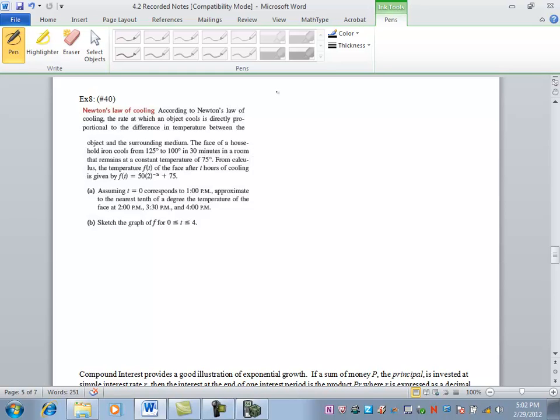Well, here we go, guys. For part A, notice that T equals 1, one hour after 1 o'clock, which of course is 2 o'clock. So f of 1 equals 50 times 2 raised to the negative 2 times 1, plus 75. We can type that into our calculator, and we find that it is 87.5 degrees.